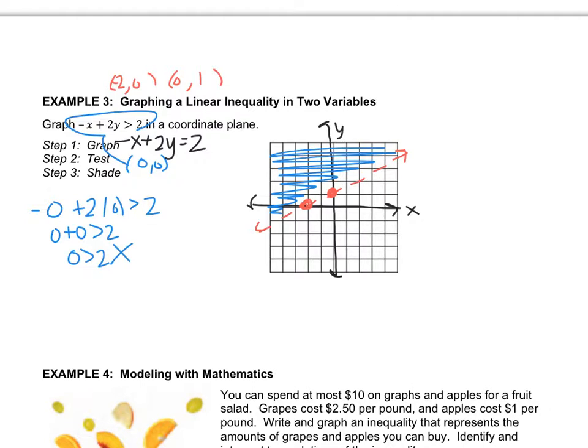And last thing is just to write the inequality near the shade somewhere. -x plus 2y is greater than 2.